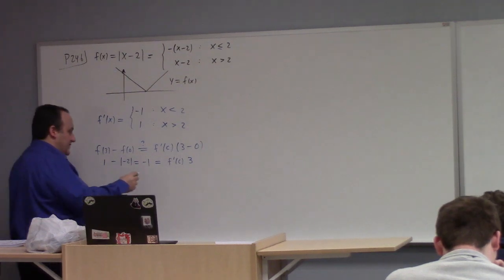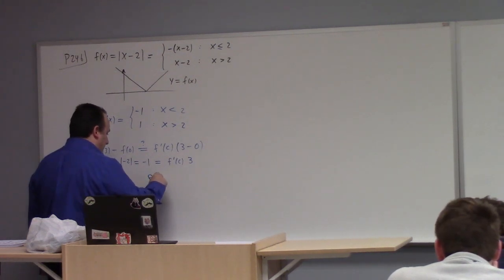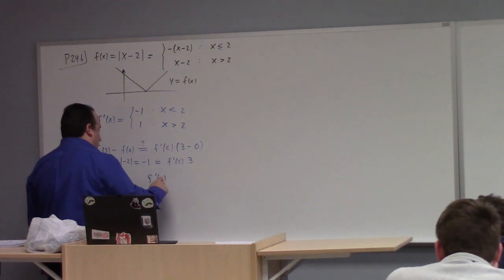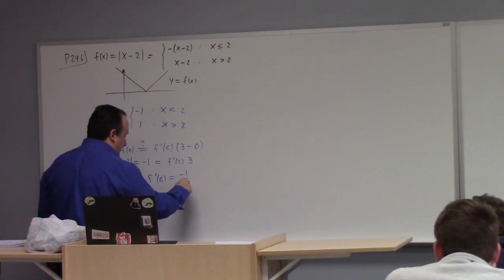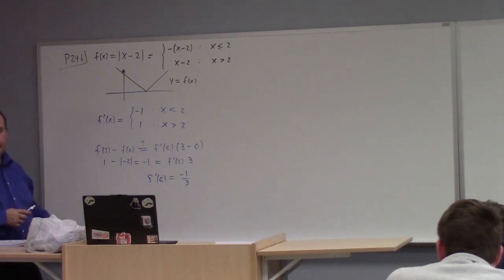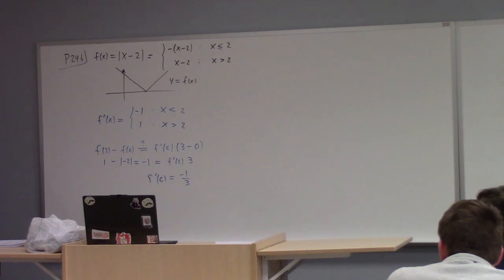So we would need to find a c such that f prime of c equals minus 1/3 to satisfy the claim of the mean value theorem. Can we make f prime of c equal to minus 1/3 for this function? We can't, right? Because it's either equal to 1 or minus 1, neither of which is minus 1/3. So there does not exist such a c.